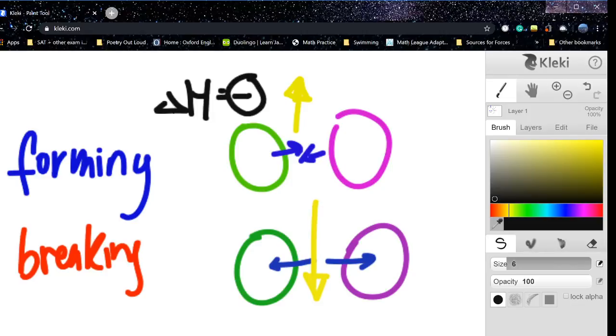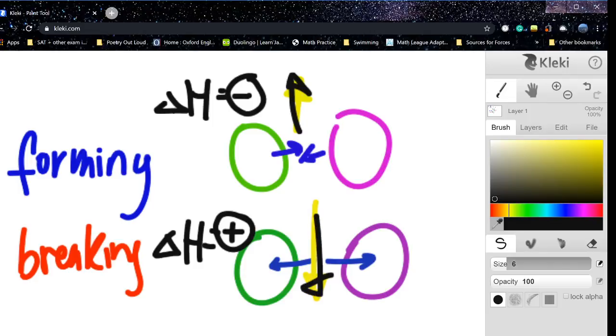Because the system is losing energy. The energy is escaping. And here, conversely, delta H is positive. And energy has to come into the system in order to break the attractive bonds between these two atoms. So the system gains energy, and that's how the bonds are broken.